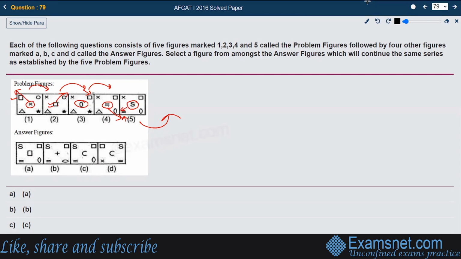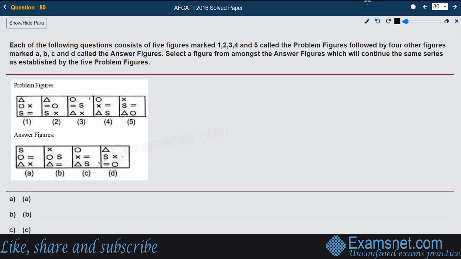So what should happen in the next figure? This new figure should be introduced at the center, and the center one should be shifted to the top left. So what is that figure that is following the same pattern? It is figure B. See, the S has gone to the top left, and a new figure has been introduced at the center, that is plus. So this is the right answer, option B.